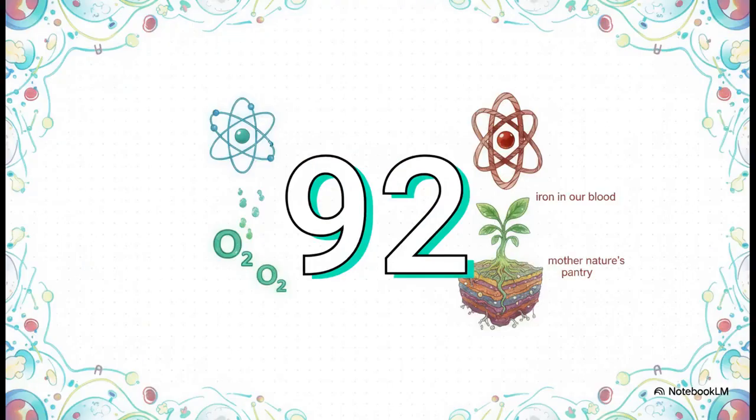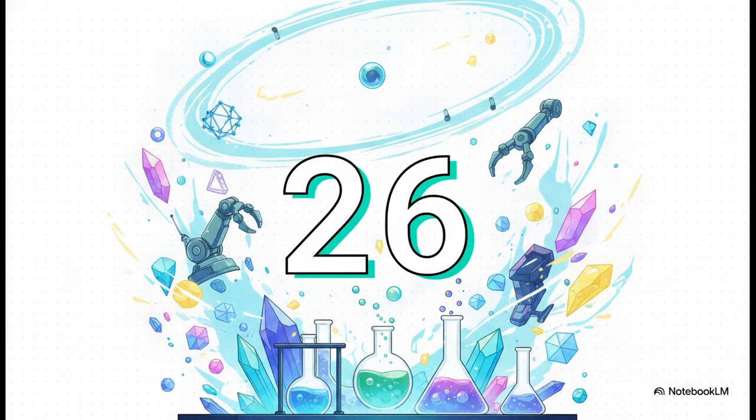And honestly, this brilliantly illustrates just how wildly resourceful nature is. Out of those 118 known elements, exactly 92 of them occur naturally right here in the Earth's crust. From the oxygen we're breathing right now to the iron pumping through our blood, Mother Nature is running the entire cosmic show with a pantry of just 92 natural ingredients. It's kind of incredible. So what about the rest of them?